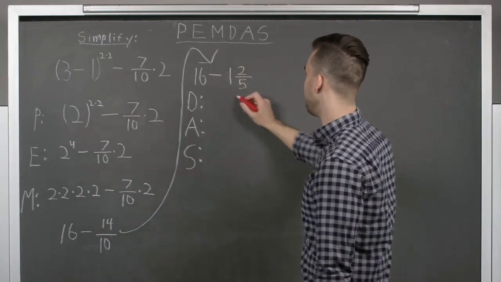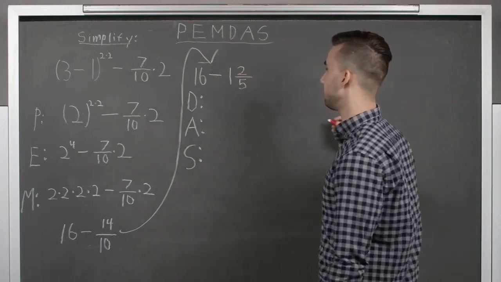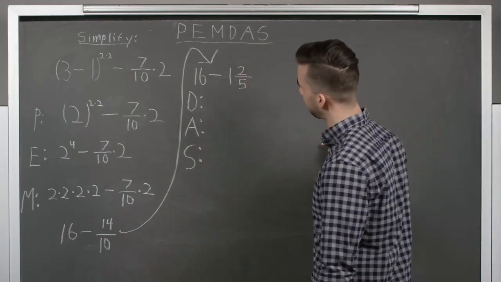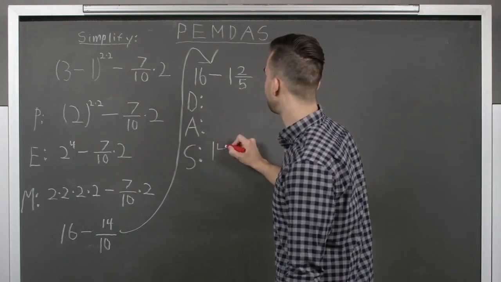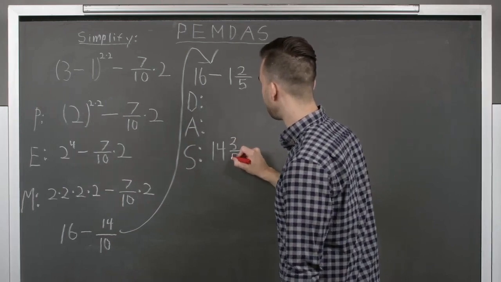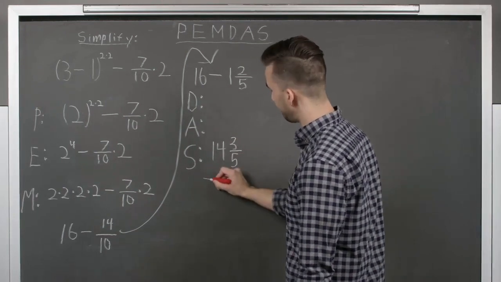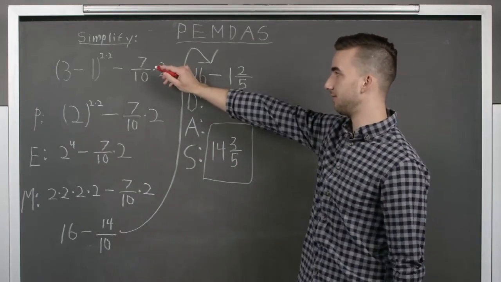Subtraction, yes. Okay, so what is 16 minus 1 and 2/5? I think that is 15. It is 14 and 3/5. And that is our solution for this expression simplified.